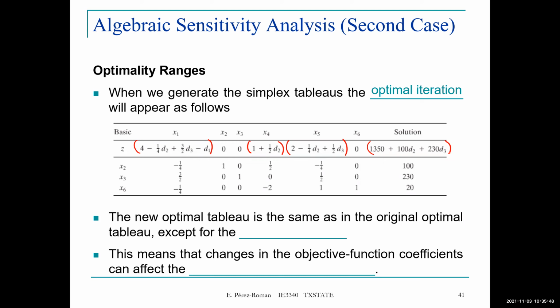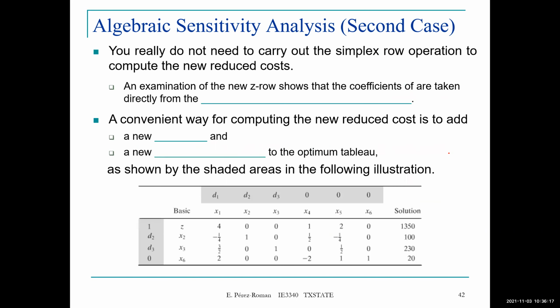So the new optimal tableau is the same as the original optimal tableau, except for the reduced cost. This means that changes in the objective function coefficients can affect the optimality of the problem only. So remember, for a maximization problem, we want these coefficients to be positive at the end, right? So we state that we have obtained the optimal solution. So you really don't need to carry out the simplex row operations to compute the new reduced cost.